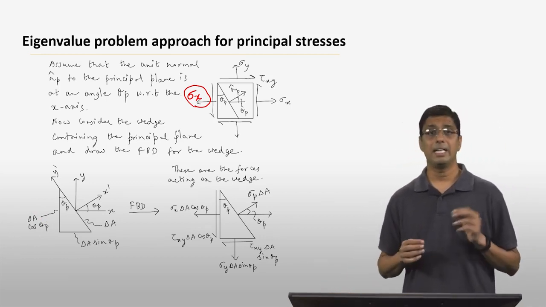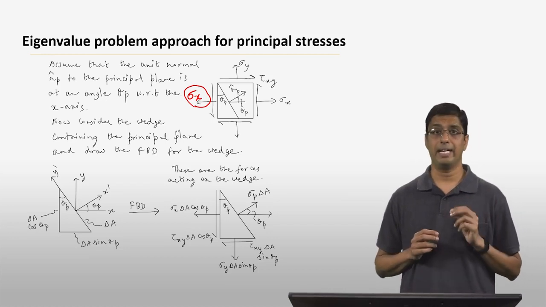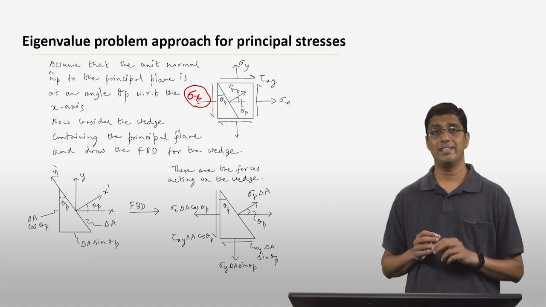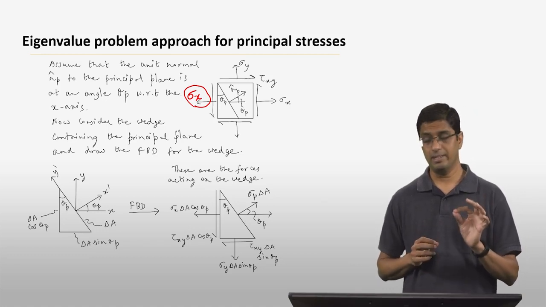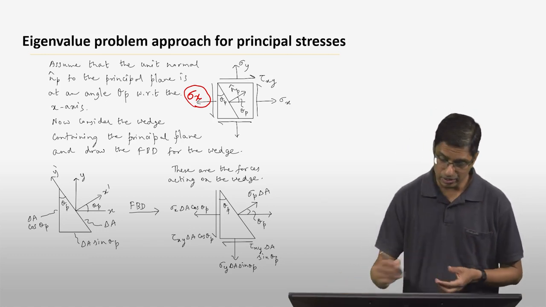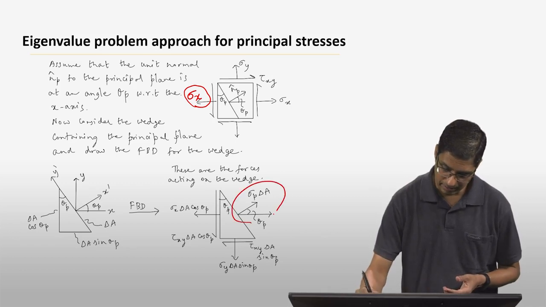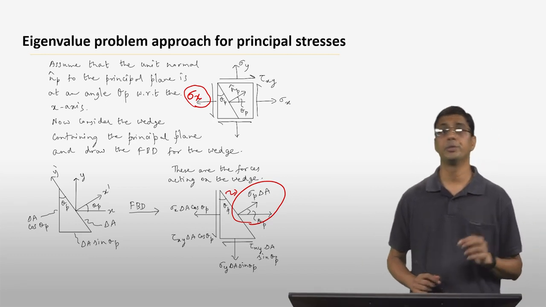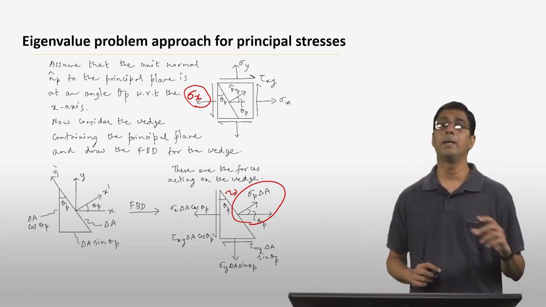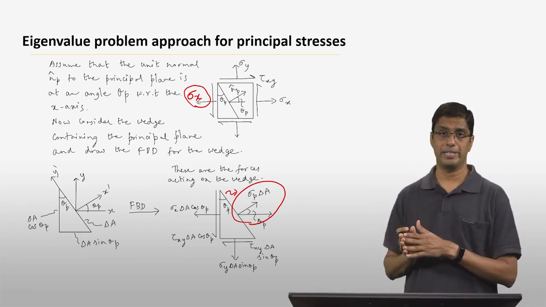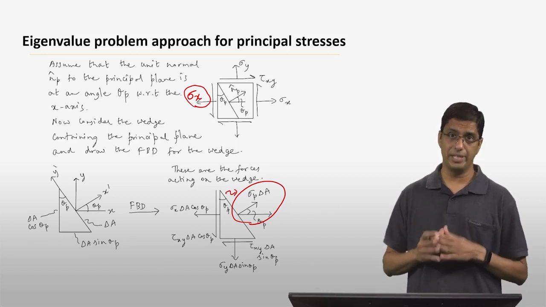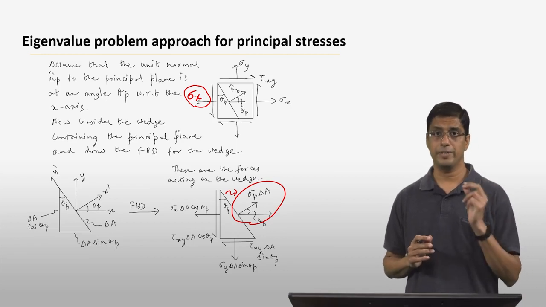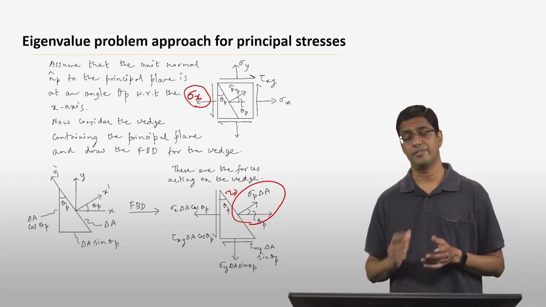We write the forces corresponding to those stresses. Now we make use of the fact that on a principal plane, the shear stress is 0. That is an important consideration, and that is why on this face you only have one stress, the principal stress sigma p multiplied by the area over which it acts, which is delta A. There is no shear stress on that plane.